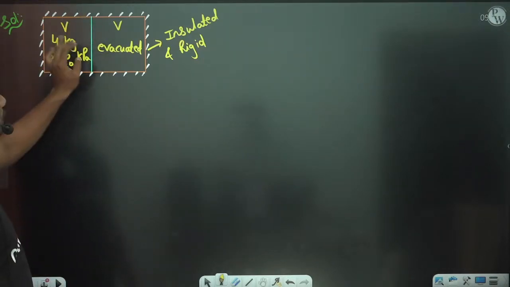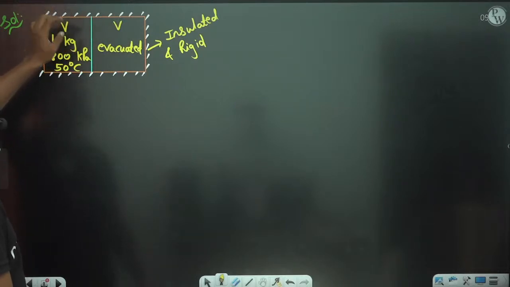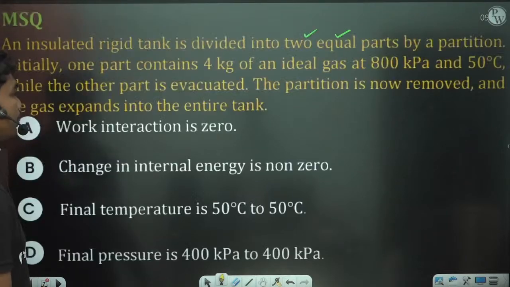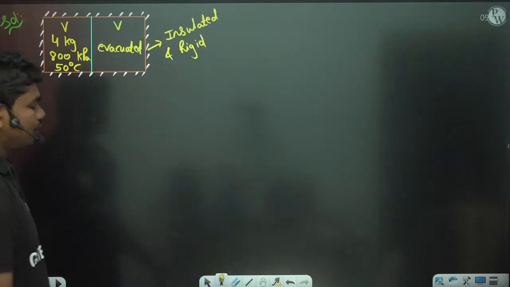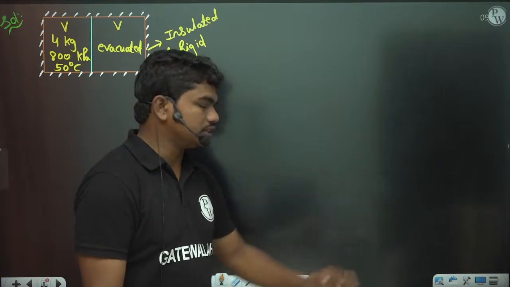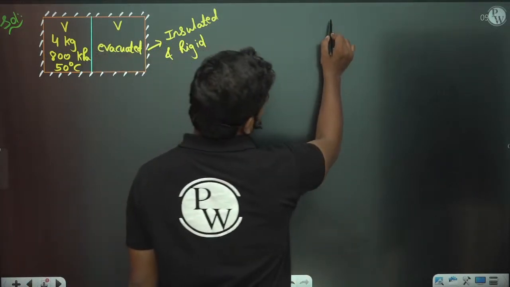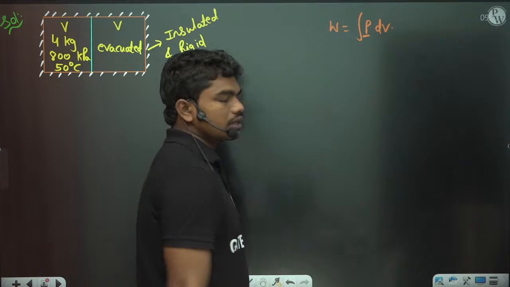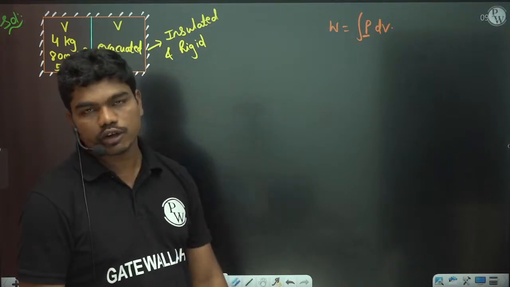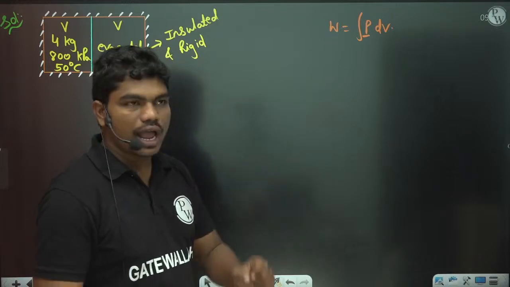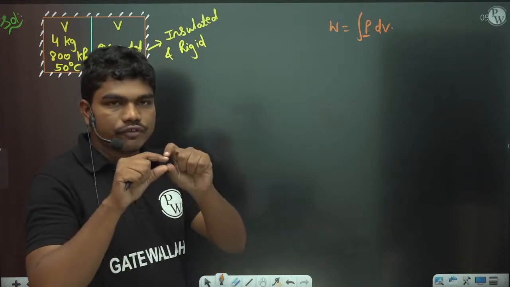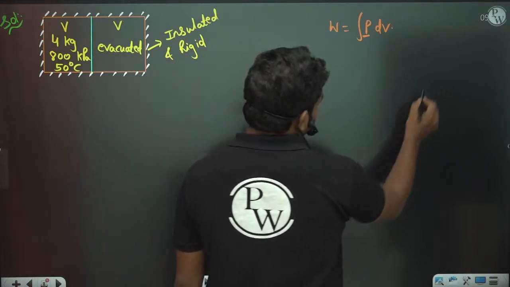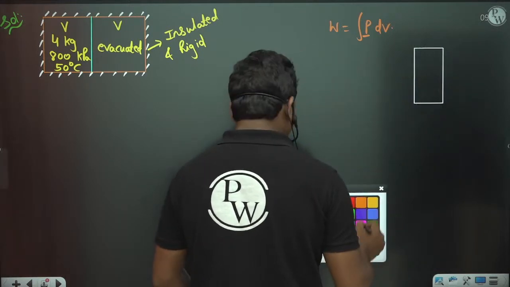If you remove this partition, then what happens? Since there is vacuum here and some gas here, the gas will diffuse and the total container will be occupied by the gas. Then which of the following is true? First of all, generally this is called free expansion. Normally, whenever you are calculating work interaction, W is equal to integral P dV. This P is nothing but the total effective load against the movement of the piston. Yes or no? When you are writing this expression, how are you getting the value of P? If you draw a free body diagram of the piston, I'm just giving you some small understanding here.